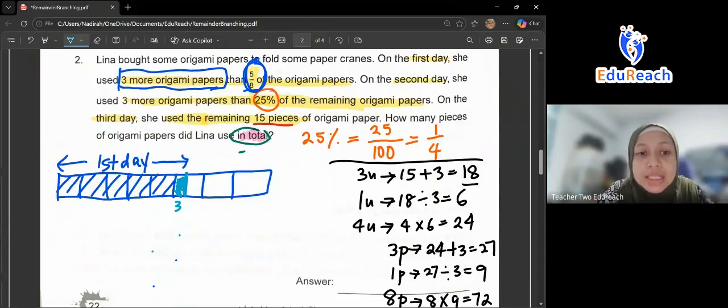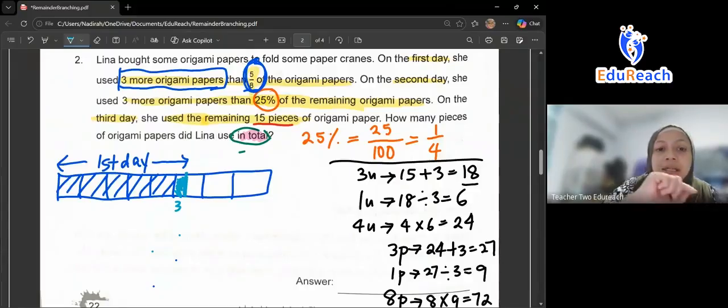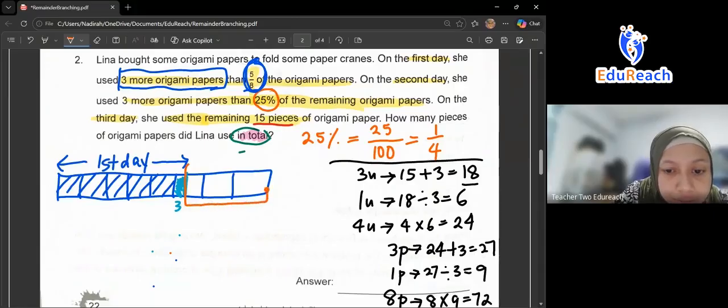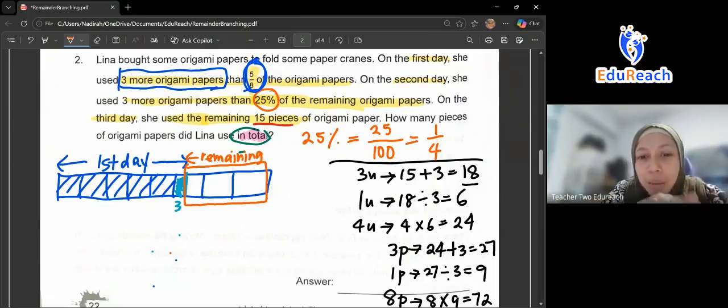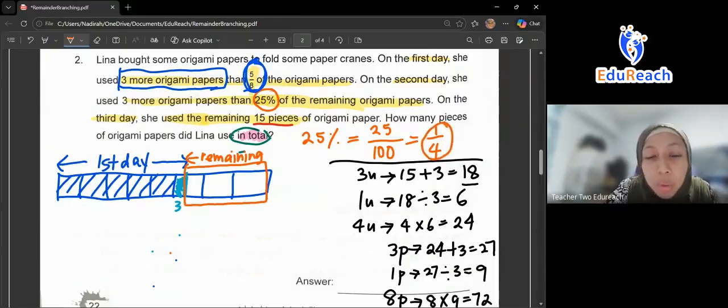They mention the second day, which is 3 more than 25% or quarter of the remaining origami papers. So, where is our remaining papers? It is the section, the part after the 3. This is my remaining. But my remaining here shows like 2 units and a little bit more, right? But the question is, we have changed it to quarter.